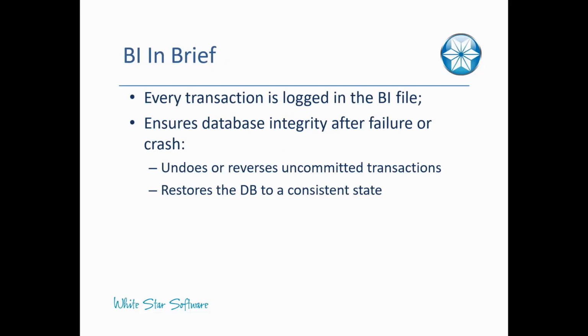Just to give you a bit of background on what the BI file is. Every transaction is logged in the BI file. We need the BI to ensure database integrity. If a session crashes or the database crashes, Progress will go through that BI file and undo or reverse any uncommitted transactions, basically restoring it back to a working state.